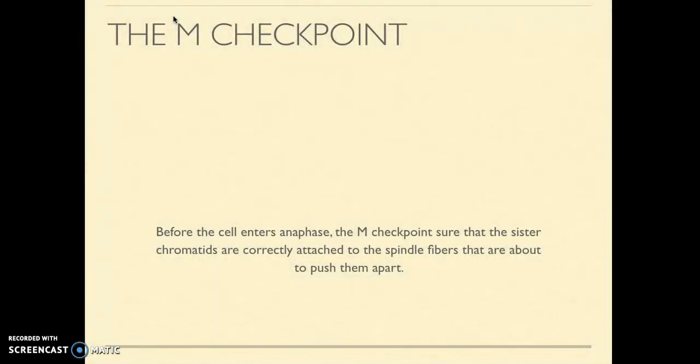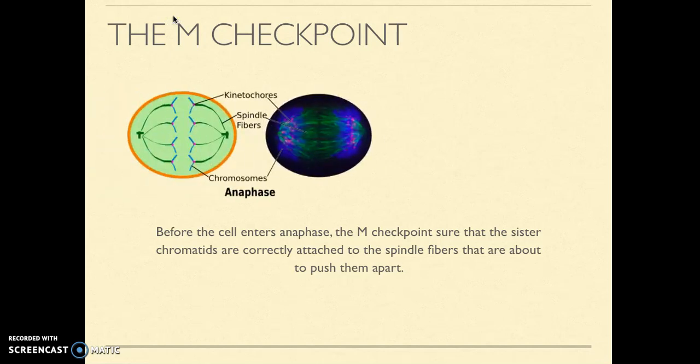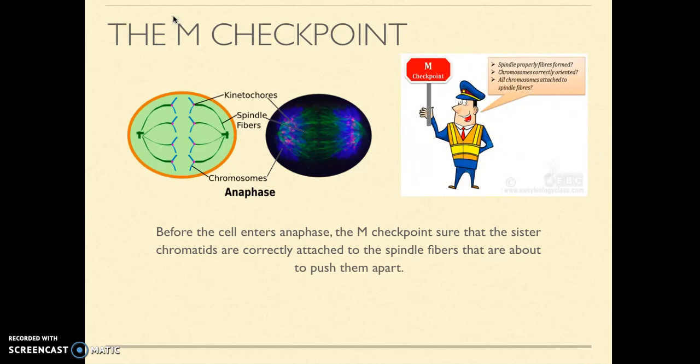Lastly, there's the M checkpoint, which occurs right before the cell enters anaphase, and it makes sure that the sister chromatids are correctly attached to the spindle fibers that are about to push the chromatids apart. Here I have a diagram of anaphase to give you a better perspective about what's happening and what it's checking for. As you can see, spindle fibers connect to the kinetochores of the chromatids, and they're about to push them apart. Basically, the M checkpoint has proteins that check to make sure that the spindle fibers are correctly attached to these. And then I have this little dude again asking the same questions.